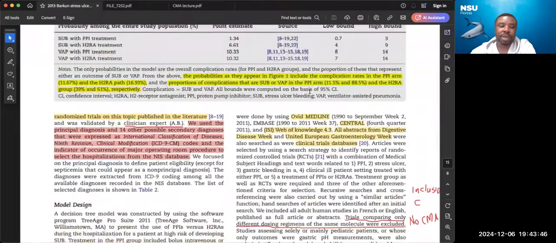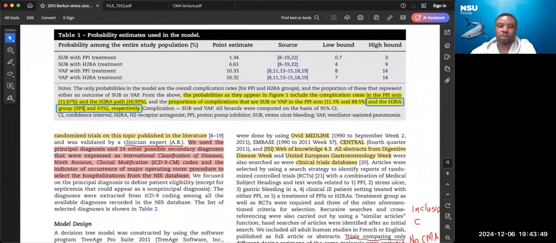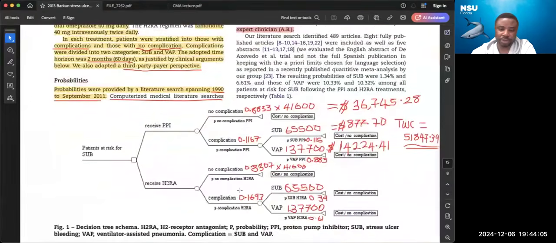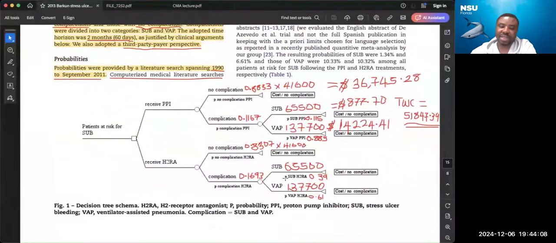So for the H2 array arms, we also had 39% of patients developing the stress ulcer bleeding, and then 61% of the patients developing the VAP. So let me show you how I did that as well. This is the 39%. I just divided the 39 by 100, and this is it. This is 0.39 for the H2 arrays. And then for the VAP, I just did 0.61.